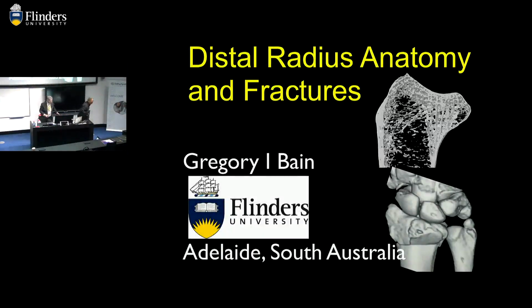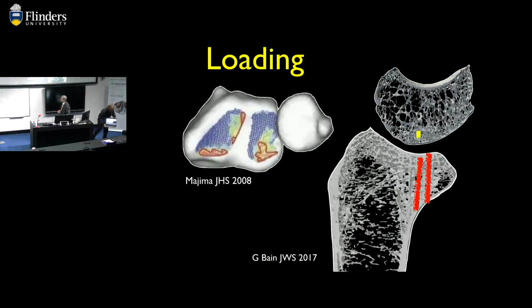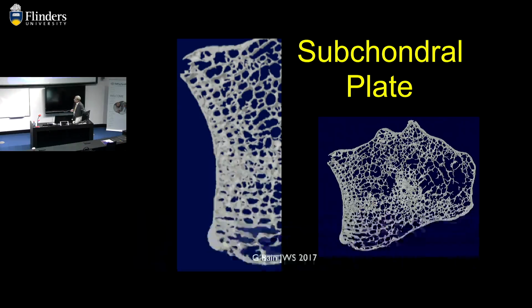Excellent. So we're going to talk about distal radius fractures and the anatomy of distal radius fractures. So we know about the loading of the distal radius, how it passes down from the lunate, particularly to the volar aspect of the lunate facet, and that this loading passes all the way down to the volar cortex of the distal radius. There's also some loading across to the dorsal aspect of the radius with these trabecula which span across to the dorsal cortex.